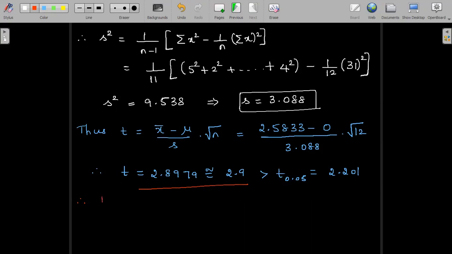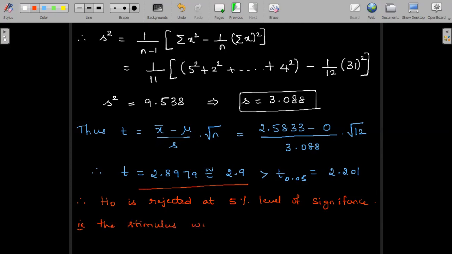Therefore, H naught is rejected at 5% level of significance. H naught means the null hypothesis assumption, whatever we made, is rejected. And that is one and the same as saying the stimulus will increase the blood pressure. The stimulus will increase the blood pressure. And hence the solution for us.